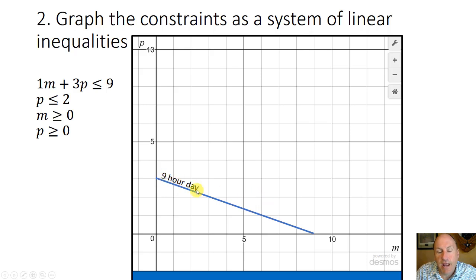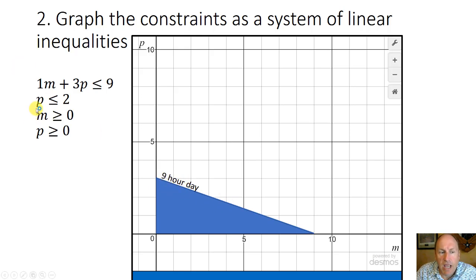is the 9-hour day. It is given by 1m plus 3p less than or equal to 9. So our horizontal intercept is at 9. Our vertical intercept is at 3. That line, and I'm going to do everything in quadrant 1, which will take care of these last 2 constraints. That line is the boundary of the 9-hour day. We need to test 0, 0, and since 0 is less than or equal to 9, this lower portion of the triangle is in fact the region that's feasible for the 9-hour day.